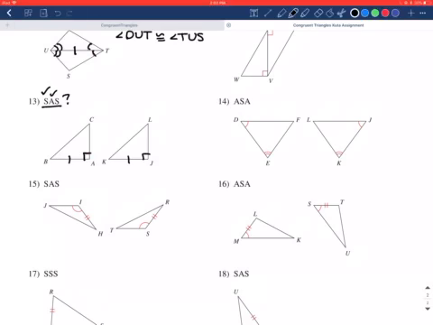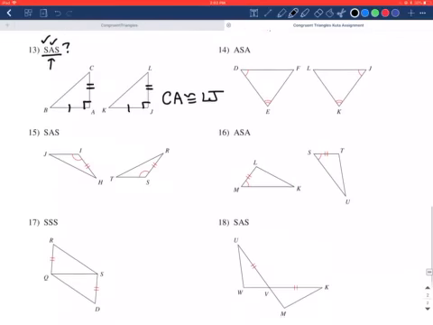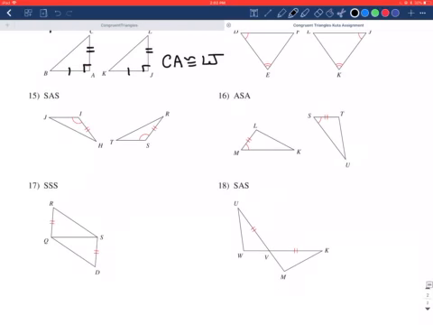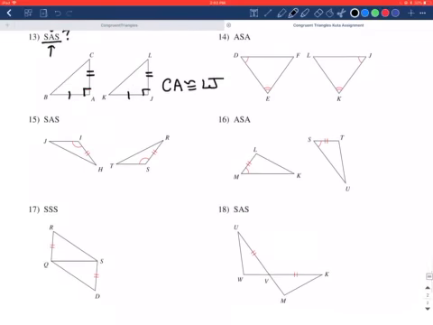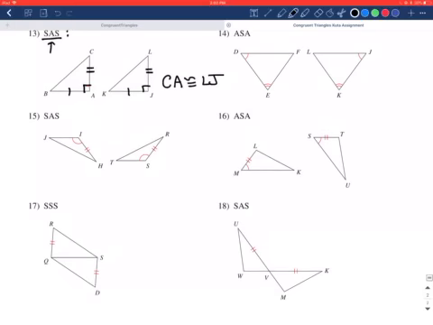We need another side, right? And we need that angle to be in between the two sides. So it would have to be this one. We would have to know that those two sides are congruent, that CA would be congruent to LJ. If we knew that, then we'd be able to prove it by side, angle, side. Same thing for 15. Well, that's another side, angle, side. I'll let you do that one.